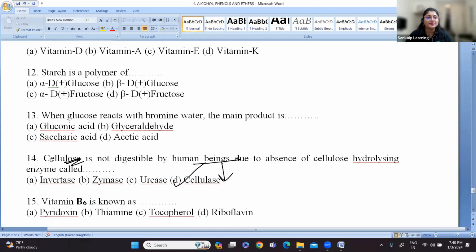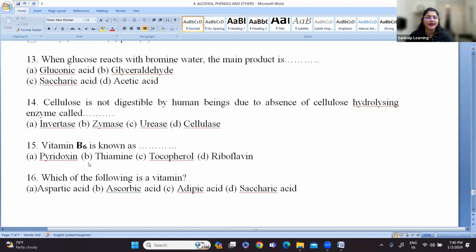Next question. Vitamin B6 is known as A. Pyridoxine, B. Thiamine, C. Tocopherol, and D. Riboflavin. Vedvati, Priyanka, Netravati have answered it as A. Yes, it is called pyridoxine.